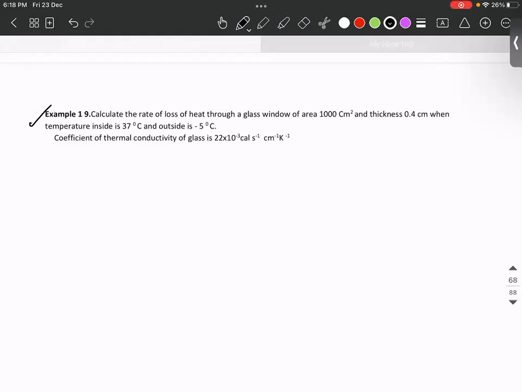Is it based on thermal conductivity? Calculate the rate of loss of heat to a glass window of 1000 cm² and thickness of 0.4 cm when the temperature inside is 37 degrees Celsius and outside is -5 degrees Celsius. So what formula are you going to use? Rate of loss of heat, Q by T is equal to KA into (T1 minus T2) divided by L.